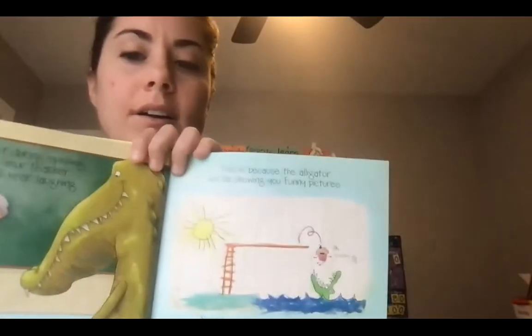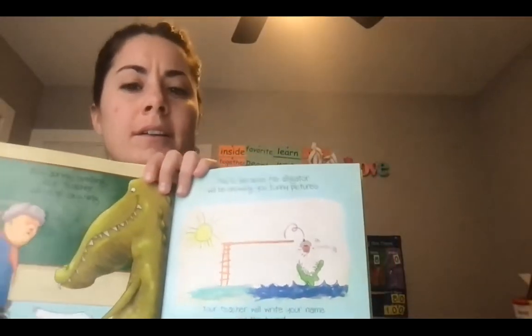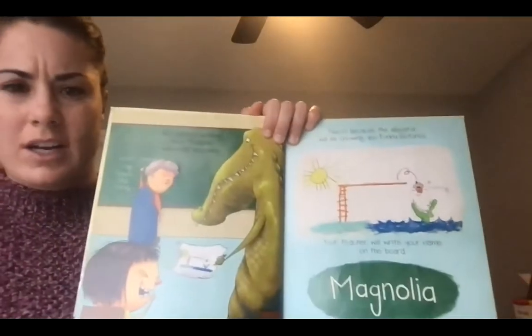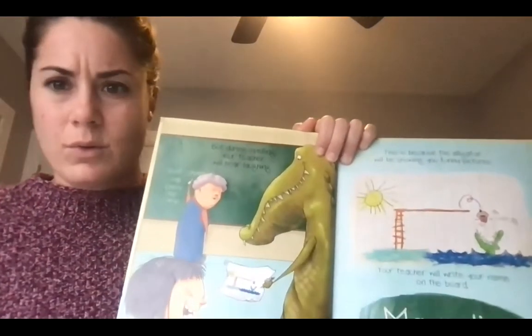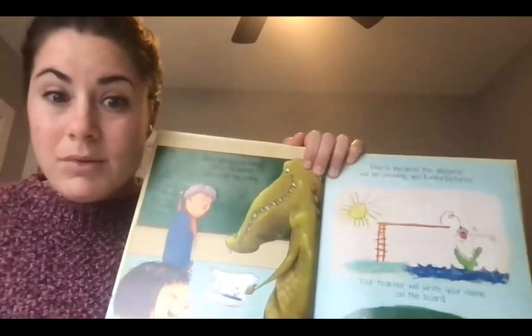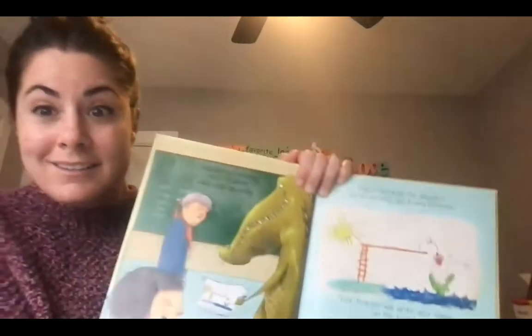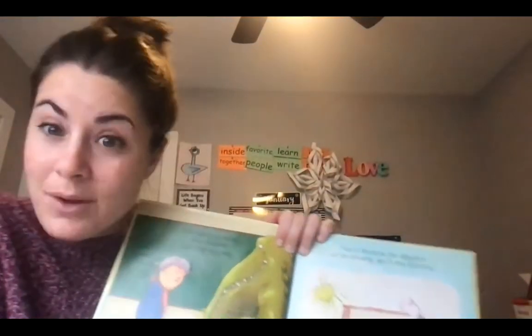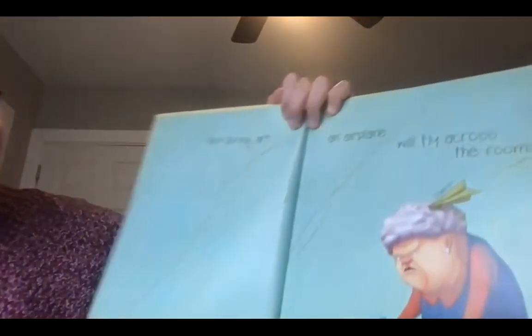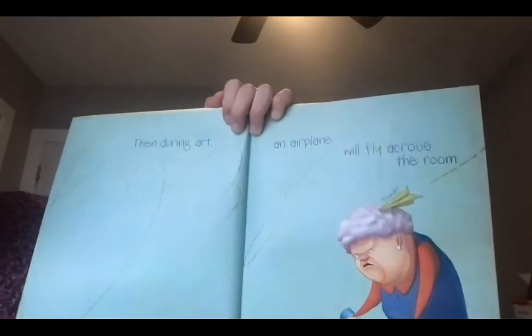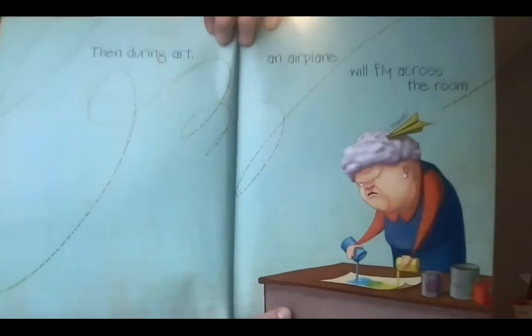Okay. So what's kind of like reason number one? Why would the author try to persuade you not to bring an alligator to school? He can get you into trouble. Look, they're not paying attention, and he drew a picture of eating the teacher. It might be funny, but that's not okay. It's trouble. Then during the art, an airplane will fly across the room.